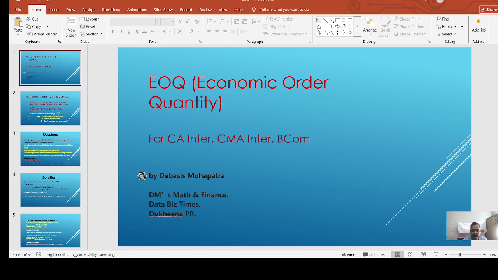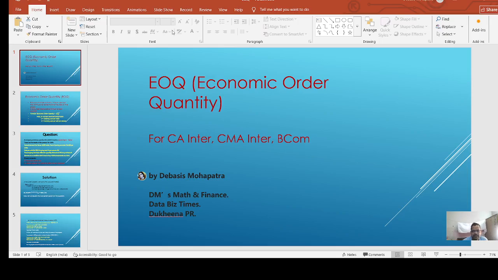Today we'll take one subject of finance for discussion. The subject under discussion today is EOQ, Economic Order Quantity, which is a very important subject in calculating the material cost, CAS 6. This is an important topic for CMA Inter, BCom and MCom kind of related exams.